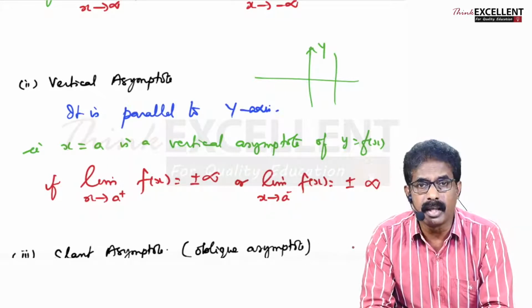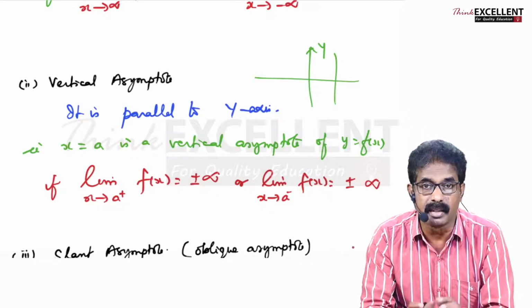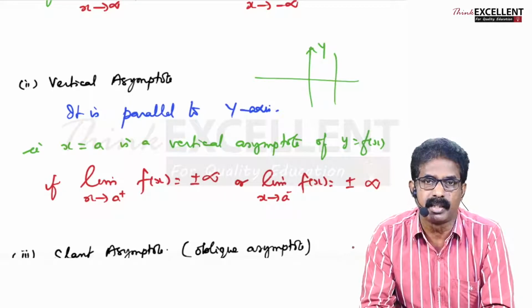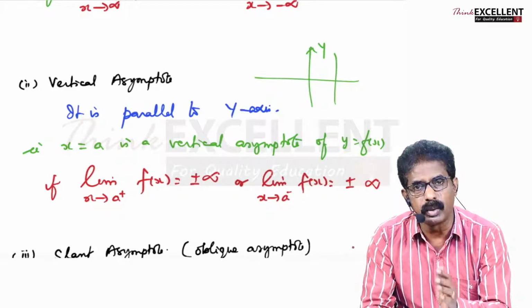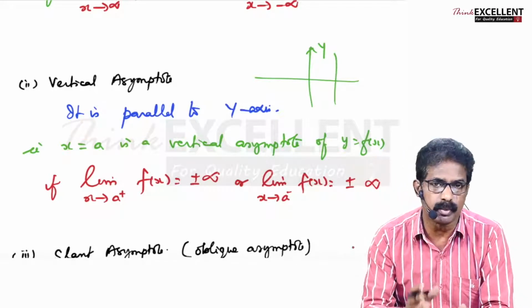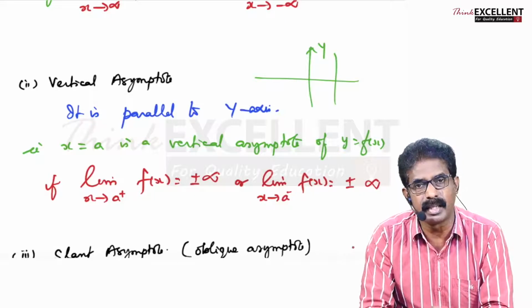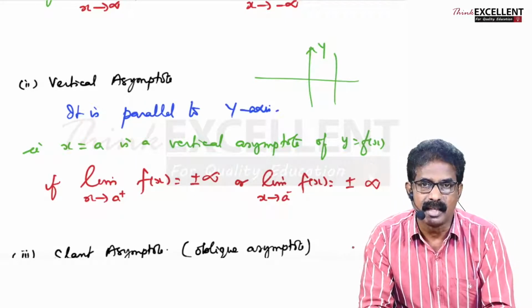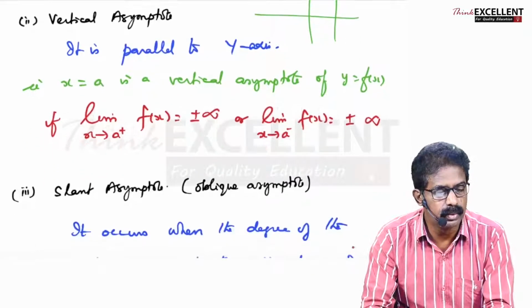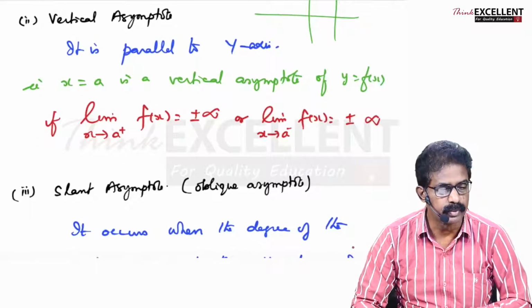And the third one is slant asymptote or oblique asymptote. It occurs when the degree of the numerator is greater than the degree of the denominator. Here the method is very simple, long division method. So numerator you divide by the denominator, you get some quotient and remainder. Leave the remainder, equate the quotient with y, and that is the slant asymptote. Okay. Now based on that we try a few questions.